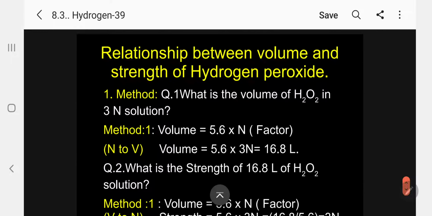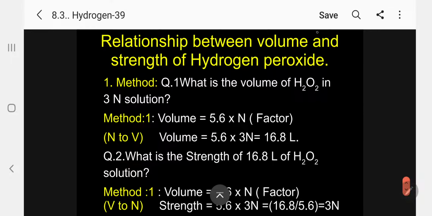Now, before concluding this chapter, hydrogen peroxide, I want to give, normally problems will be asked under hydrogen peroxide. A 30% solution of hydrogen peroxide is what is normally marketed and given in the laboratory. Here I will explain how to convert volume to strength and strength to volume, because this problem is often asked in all question papers. The first one: the relationship between volume and strength of hydrogen peroxide. I want to prove this one.